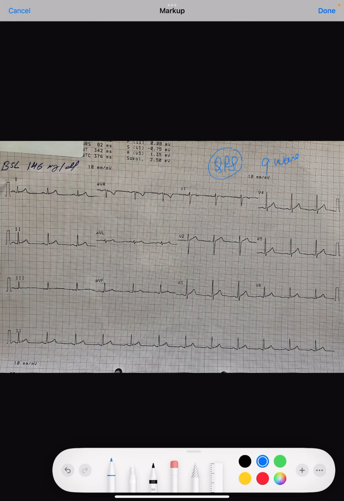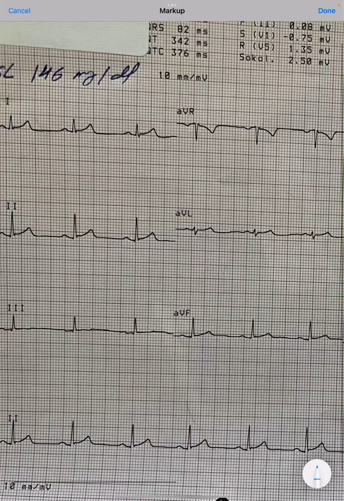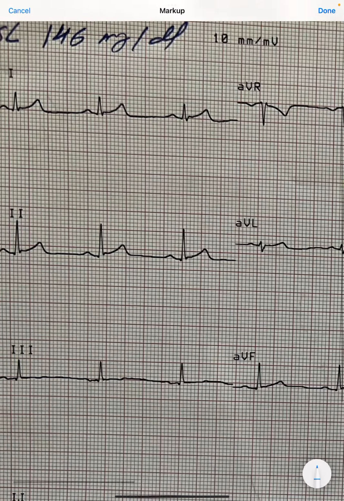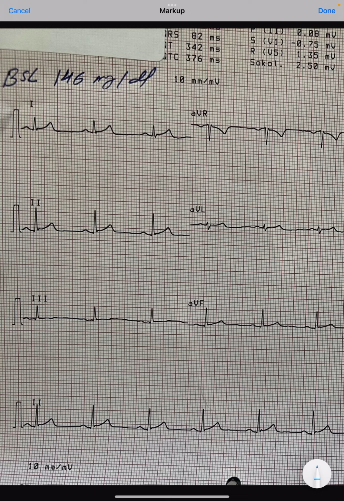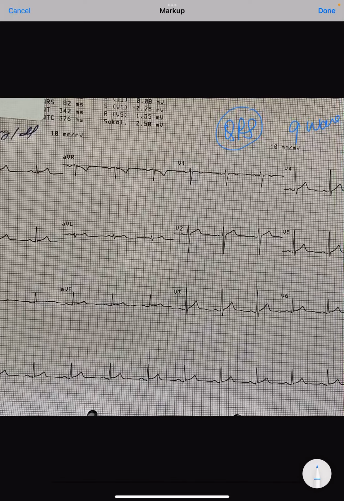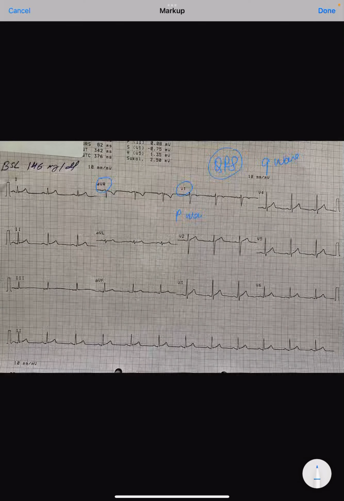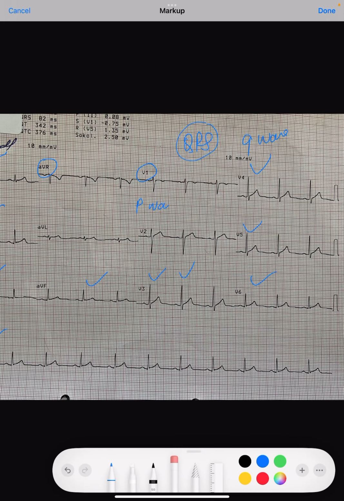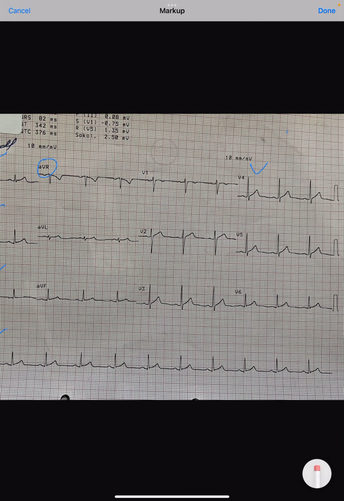The R wave is the ventricular contraction, or ventricular depolarization, wave. The R wave is the first positive wave after P. It should be positive in all the leads except AVR and V1, just like the P wave. So here you see that it is positive everywhere, which is a good sign. And what we call R wave progression.